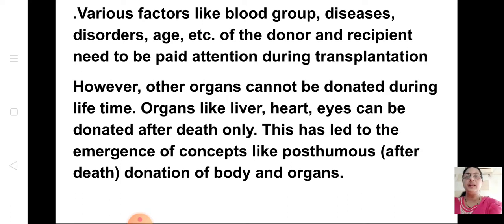However, other organs cannot be donated during lifetime. Organs like liver, heart, eyes can be donated only after death, isn't it? Thus, this has led to the emergence of the concept of posthumous donation, after death donation of body and organs. Posthumous means after death. So people, when they are alive, will write it and keep. After death, eyes have to be donated to somebody, to the needy person. The organs also, like liver, heart, within a few hours, if we take them from the dead person, we can give them to the needy person, and they can survive.